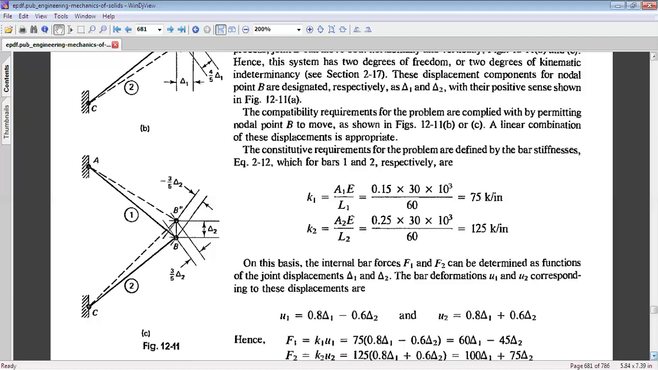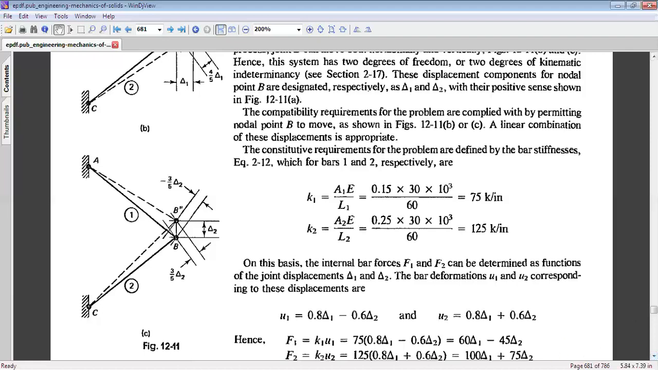Also, let us try to find out the stiffness of members AB and BC. If we denote member AB by 1 and BC by 2, and call the stiffness of member AB K1, then K1 is equal to A1E by L1, and K2 is equal to A2E by L2, where A1, E and L1 are the area of cross section, Young's modulus of elasticity, and the length of link 1. Similarly, A2, E and L2 are the area of cross section, Young's modulus of elasticity, and length of link 2. So K1 is equal to 75 kilopound per inch and K2 equal to 125 kilopound per inch.